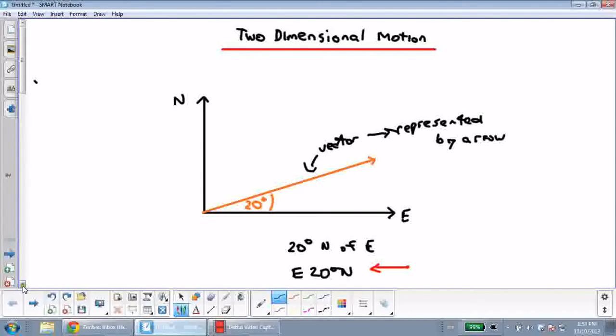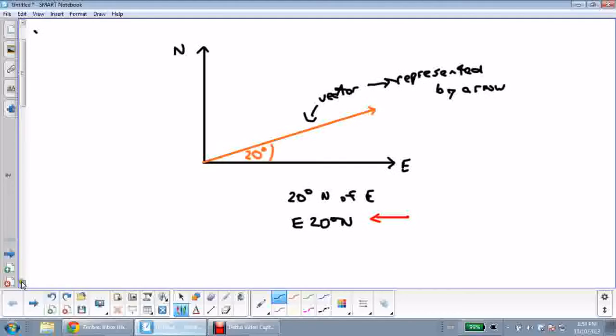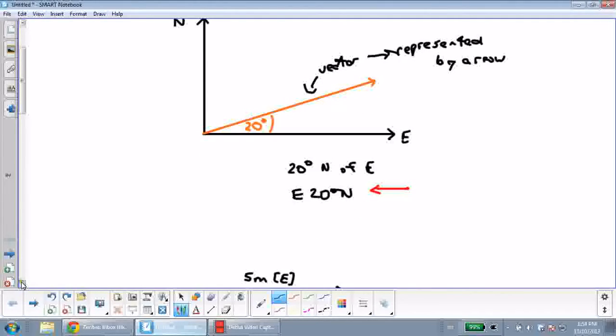So we're going to be using these things called vectors, which are arrows. They point in the direction that you're interested in.